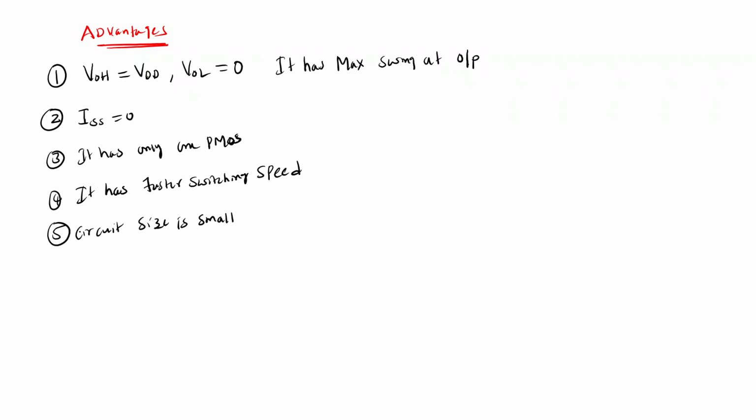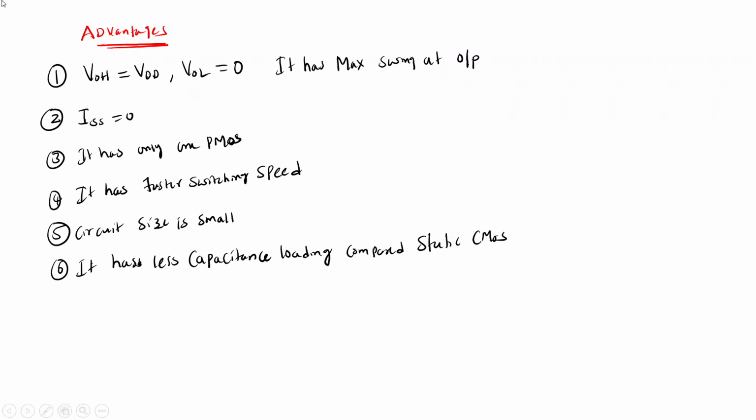And it has less capacitance. As switching is more, capacitance switching is also more. So that means it has less capacitance loading compared to static CMOS. Okay, so these are the advantages.